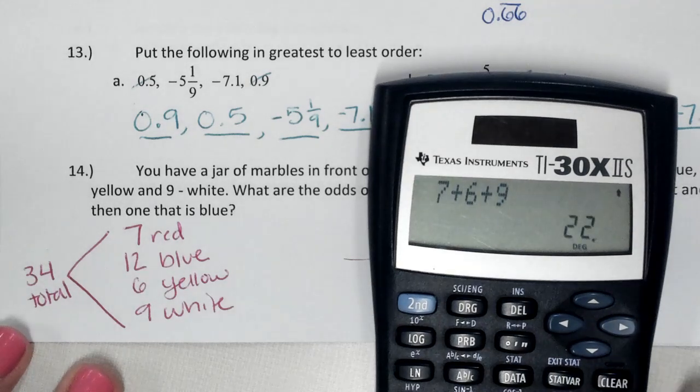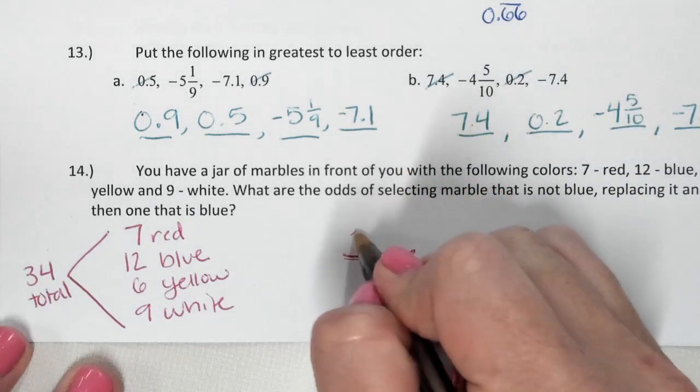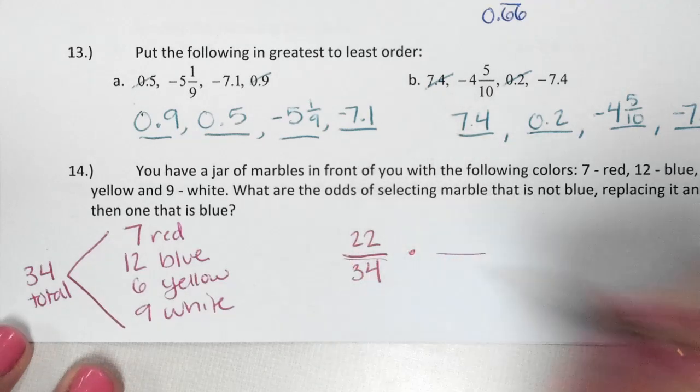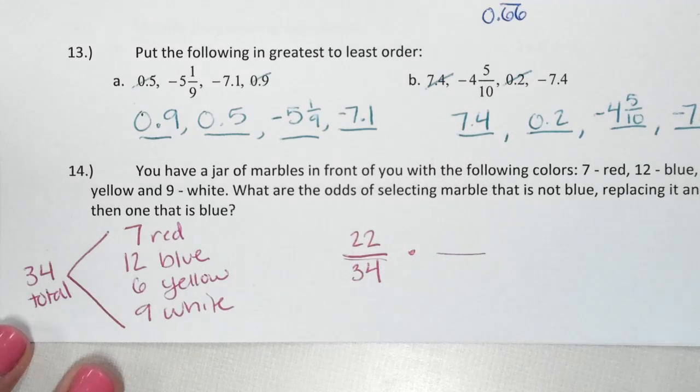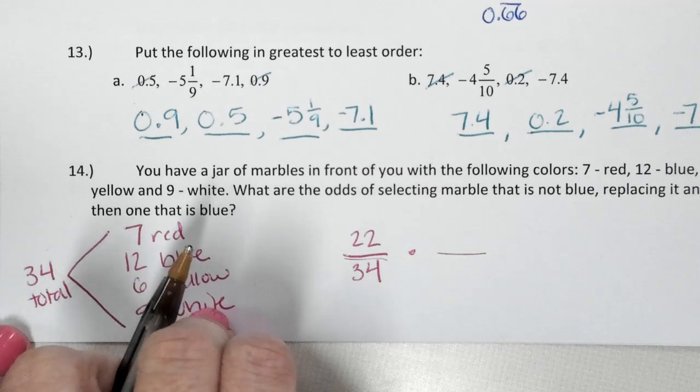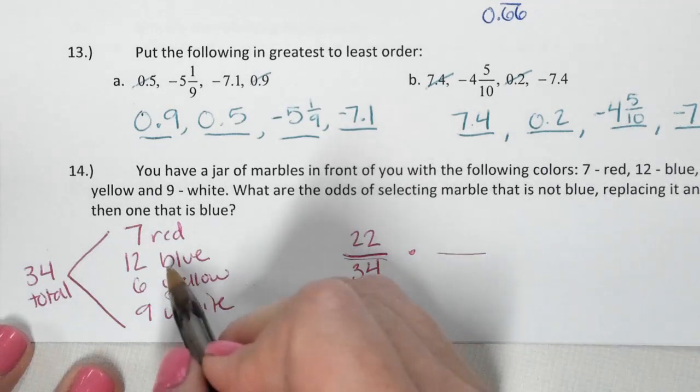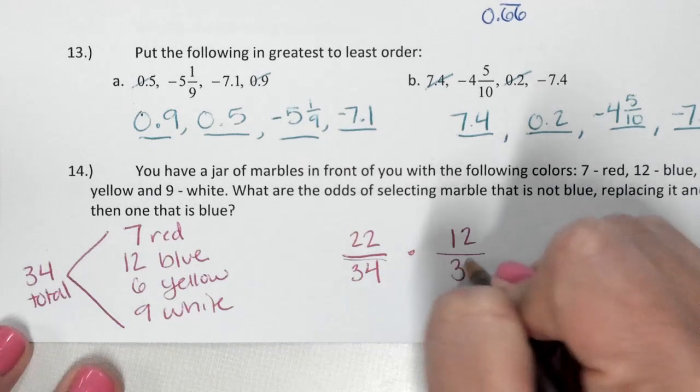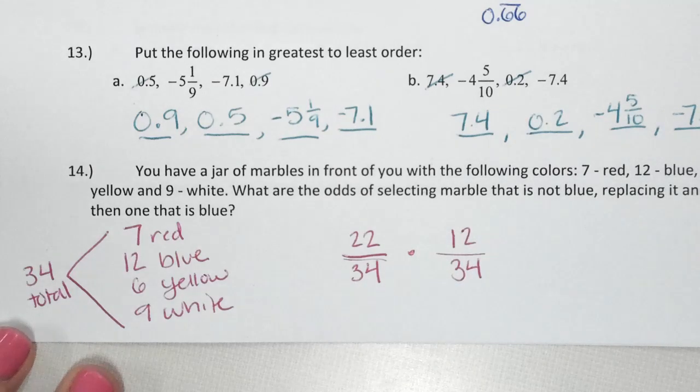So I know there's 22 not blue out of 34 marbles. Then it says replacing it, meaning I put that marble back and then I draw a blue marble. Well, there's 12 blue marbles out of a total of still 34 because I put that one marble back. Now, I could multiply right away. However, those are big numbers, and if I multiply 34 times 34, I'm going to get even bigger numbers, and we struggle with simplifying bigger numbers. So we're going to simplify.